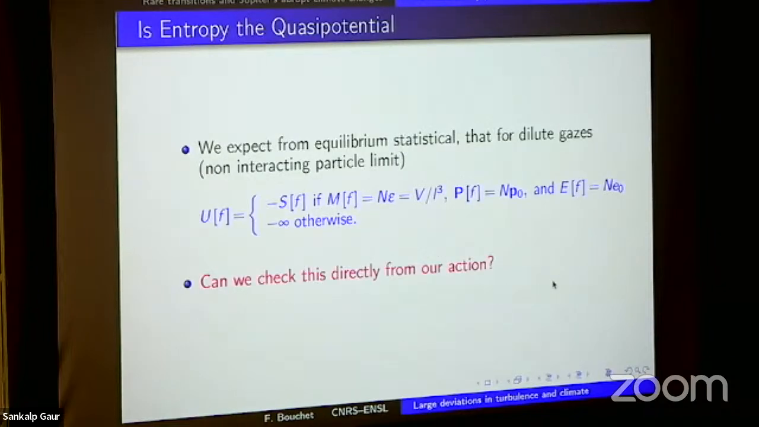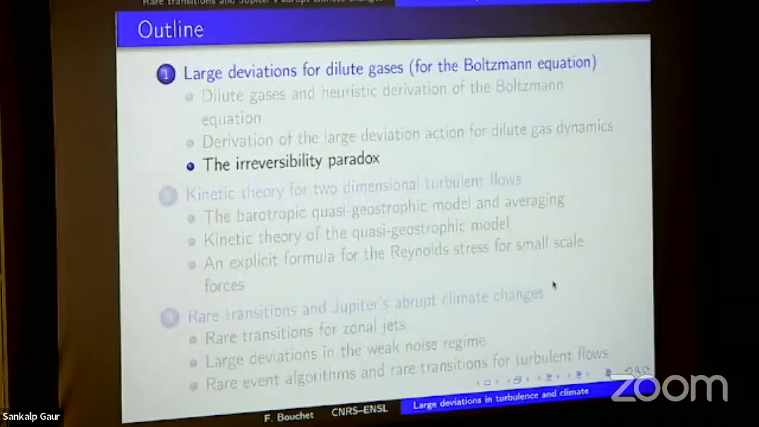And now if you look at the quasi-potential for this problem, you find that it is minus the entropy, as expected. And so it's completely compatible with equilibrium statistical mechanics. It's completely compatible with Einstein's formula. And here it gives you the probability for any path. What is the relation of this with the irreversibility paradox now?